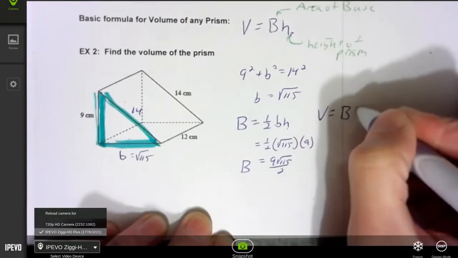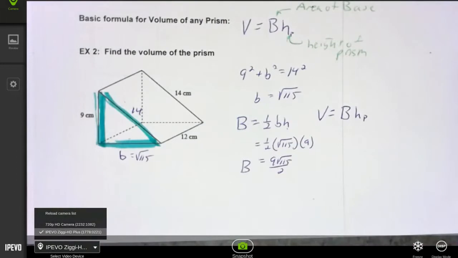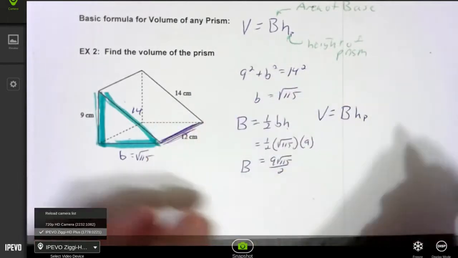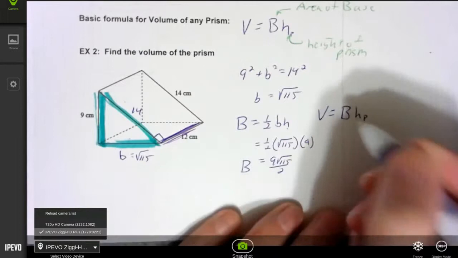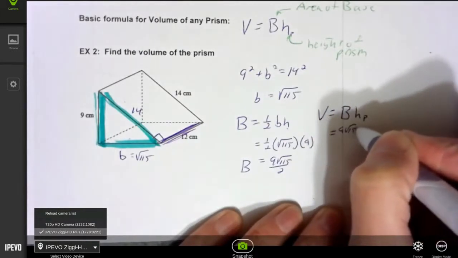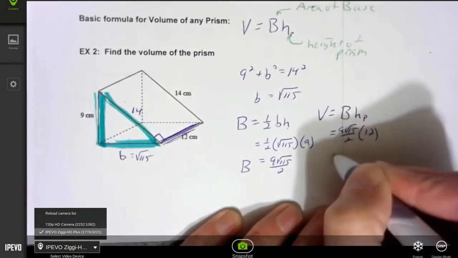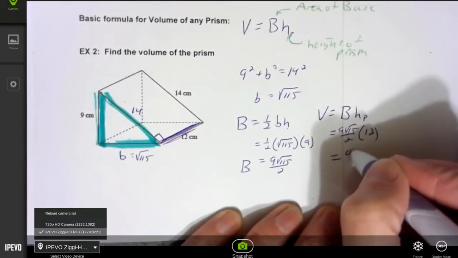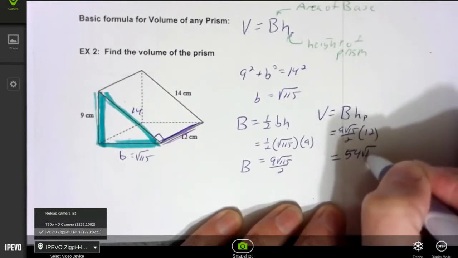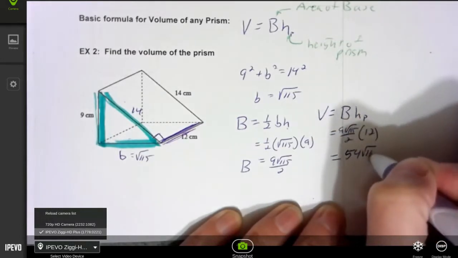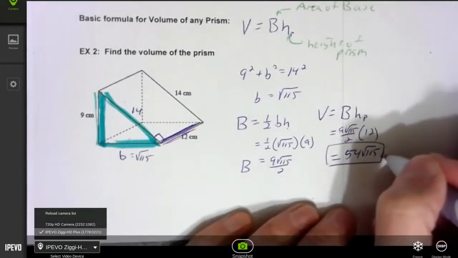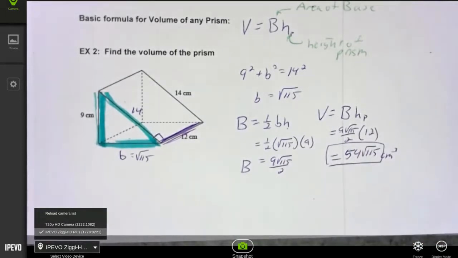So the volume is the area of the base times the height of the prism. The height of the prism will be perpendicular to the base. So there's the height of my prism, that 12. Okay, they make a right angle with each other. So 9 square root of 115 over 2 times 12. Half of 12 is 6. 6 times 9 is 54 radical 115. And there's my volume. Again, I can put centimeters cubed or cubic centimeters.